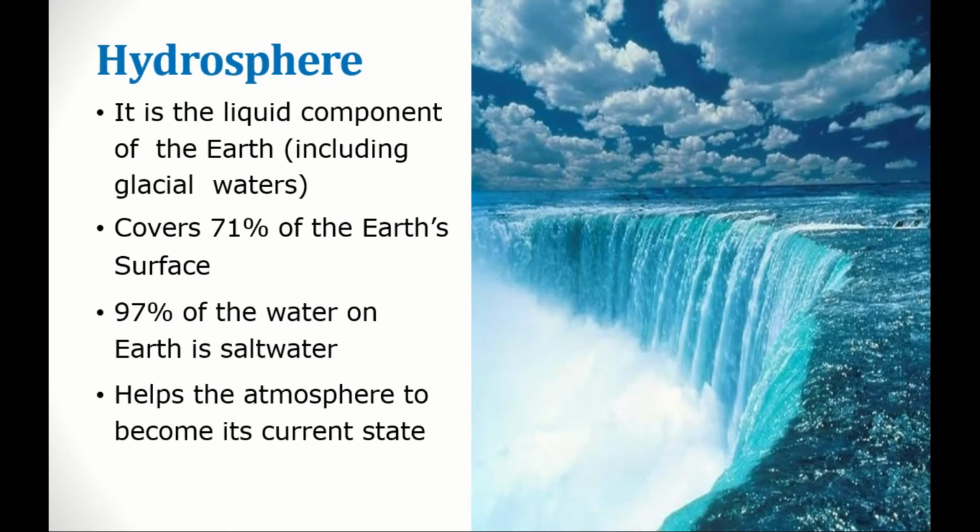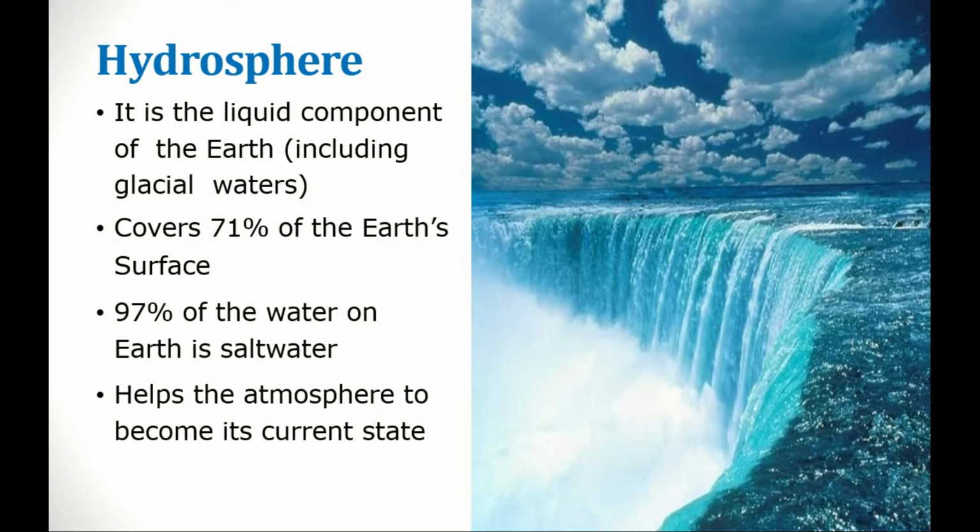Next is the hydrosphere. It is the liquid component of the Earth, including glacial waters. It covers 71% of the Earth's surface. So 97% of the water on Earth is salt water, and it helps the atmosphere to become its current state.